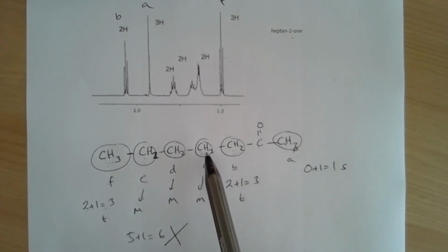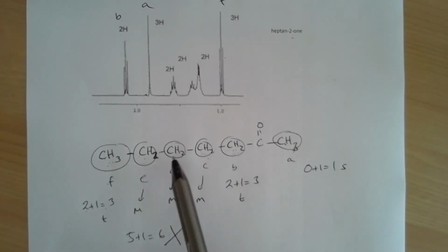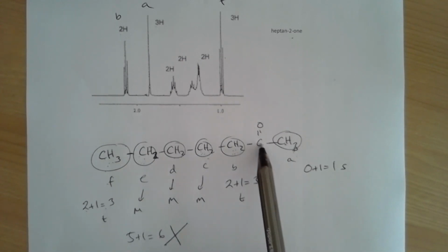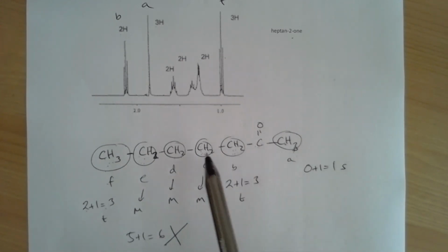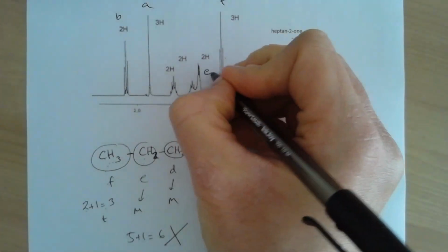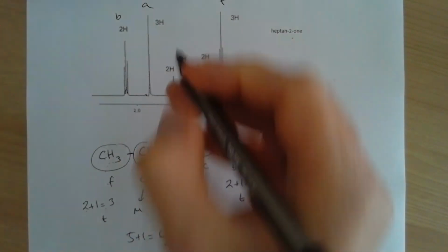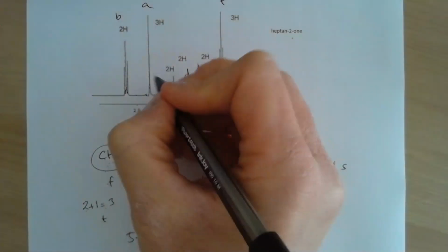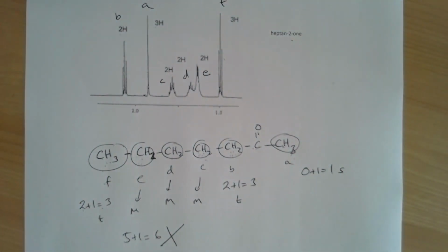Then if we just look, each of these are getting progressively further away from the electron withdrawing carbonyl there, therefore they are going to be increasingly shielded. So E is likely to be this one here, D is going to be this one here, and then C is going to be this one here.